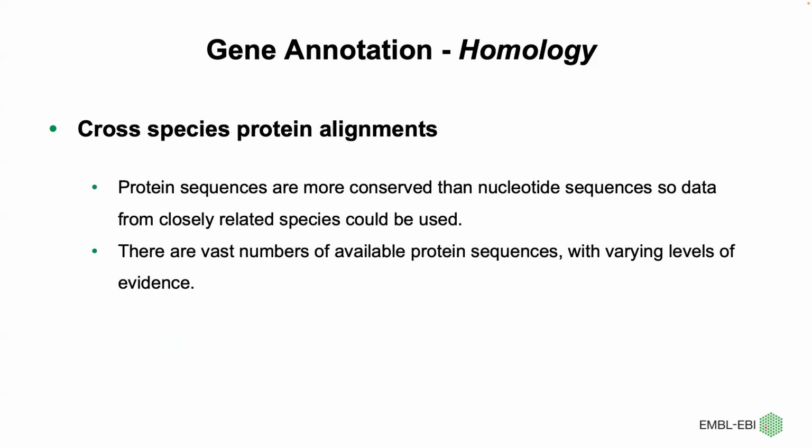The next part is the gene annotation based on homology. Homology is when you compare one sequence to another, in very simple terms. So we do cross-species protein alignments, as protein sequences are more conserved than nucleotide sequences. This data can be used from closely related species for the annotation process. There are a vast number of available protein sequences with varying levels of evidence, like whether the protein has transcript annotation, and whether it's experimentally validated or not.